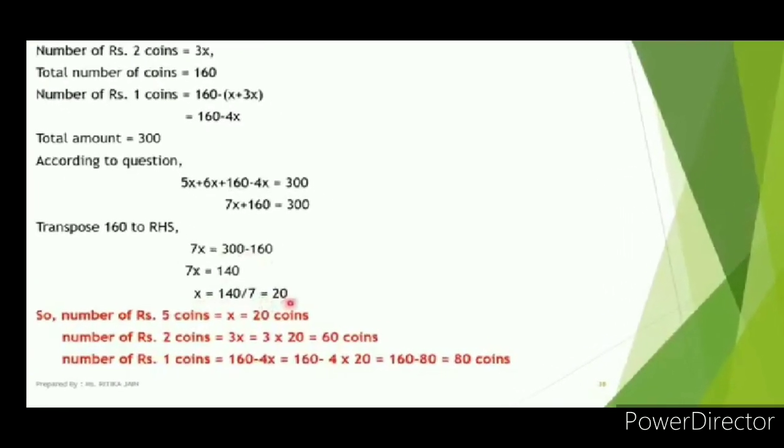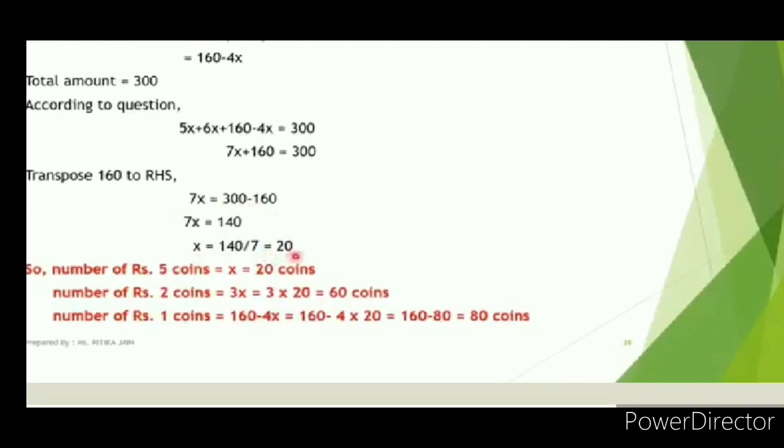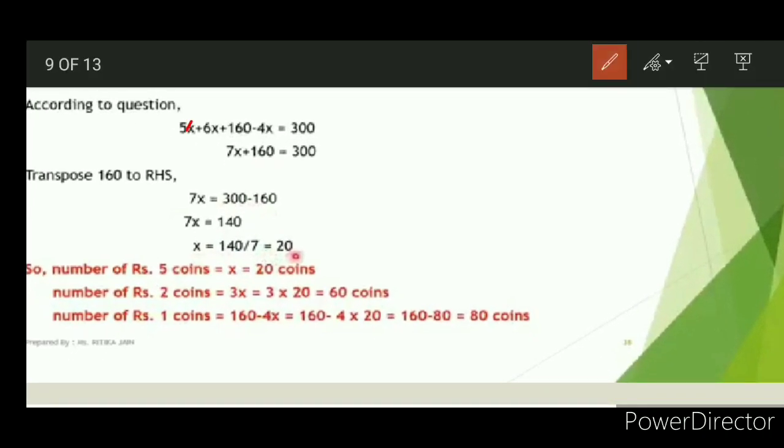Now we will start the calculation. 5x plus 6x is 11x. 11x minus 4x is 7x. Not disturbing 160, as it is, plus 160. Next step, we should transpose this 160 to the right hand side. It will get subtracted from 300 and gives 140. Now this 7 you bring to the right hand side and divide, you will get 20. The x value is 20.